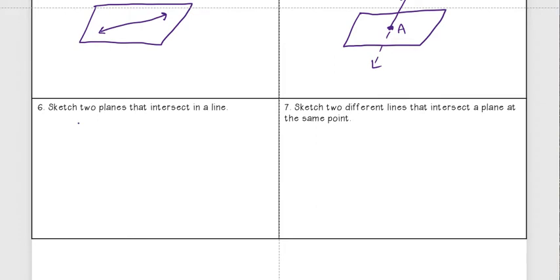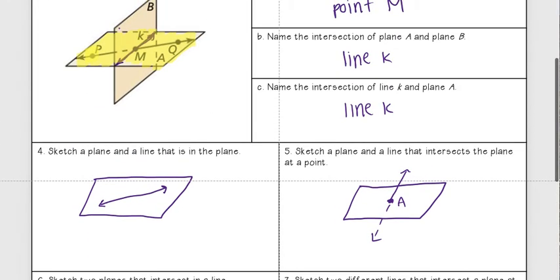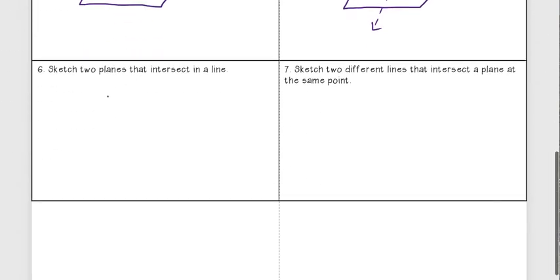Okay, this next one I want to sketch two planes that intersect in a line. So that's going to be just like what's up here, these two planes, they intersect at a line, so you can kind of draw that like this. I'm sure you all can draw a whole lot better than me, but something like that. And then this last one, I want you guys to try on your own. It's going to be really similar to number 5.